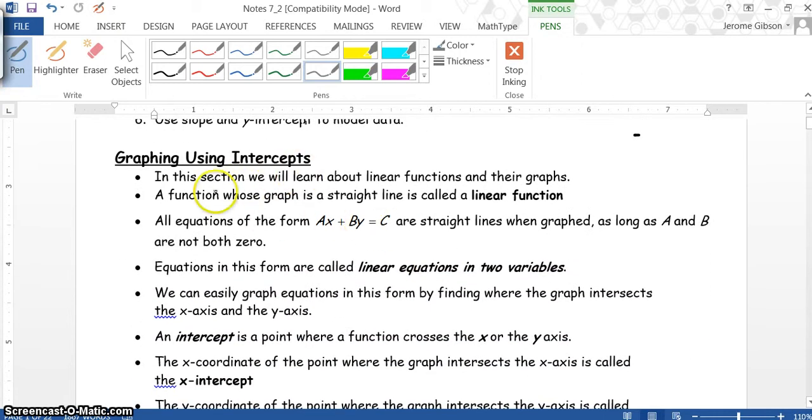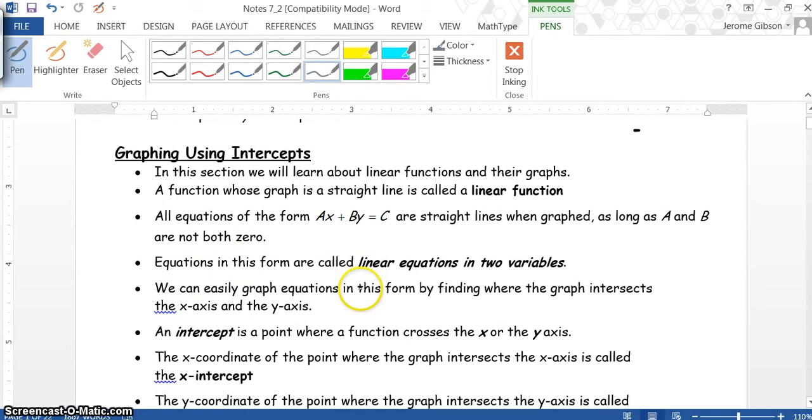Graphing using intercepts. In this section, we will learn about linear functions and their graphs. A function whose graph is a straight line is called a linear function. All equations of the form ax plus by equals c are straight lines when graphed, as long as a and b are not both zero. Equations in this form are called linear equations in two variables. We can easily graph equations in this form by finding where the graph intersects the x-axis and the y-axis.